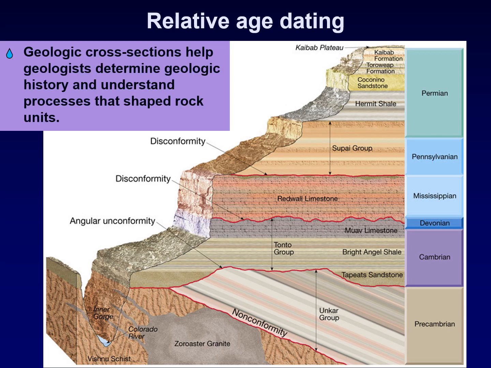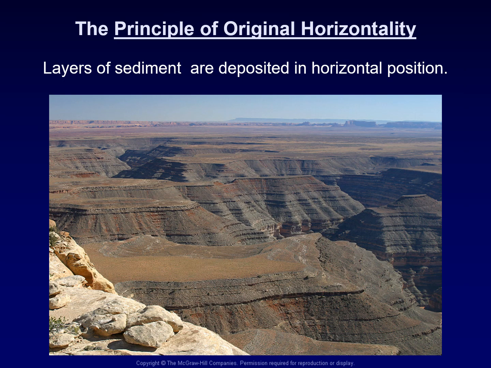And what relative age dating does is, in cross-section, we can look at these units and determine the geologic history and understand the processes that shaped each one of these rocks, okay? And in order to do that, we have to put them in order of formation. So we stick to a couple of very simple and clear-cut rules in order to do this. The first is the principle of original horizontality. And this basically states that layers of sediment are deposited horizontally.